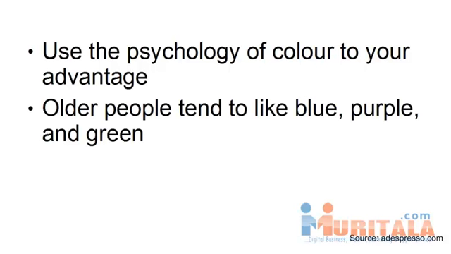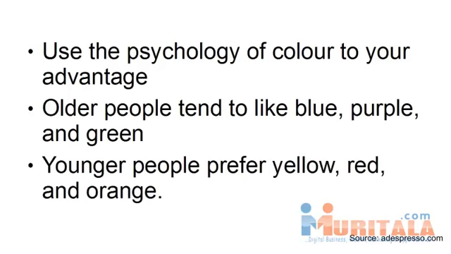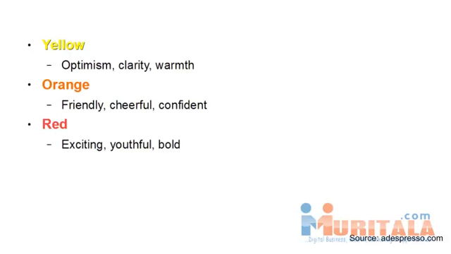Studies have proven that older people tend to like blue, purple and green, whereas younger people prefer yellow, red and orange. So you can build this sort of thing into your advertisement. In fact, you can actually take it a step further because different colors tend to relate to different things. For example, yellow tends to convey optimism, clarity and warmth. Orange is considered friendly, cheerful and confident.